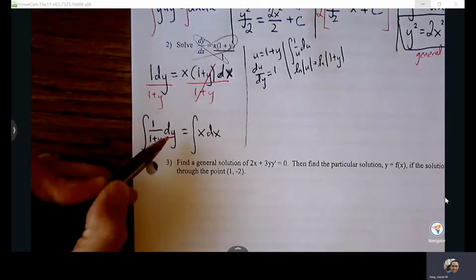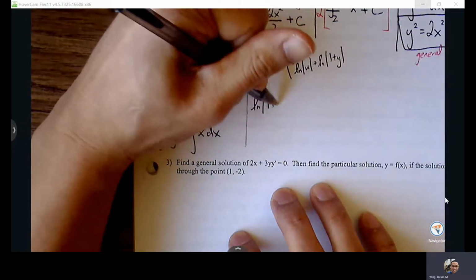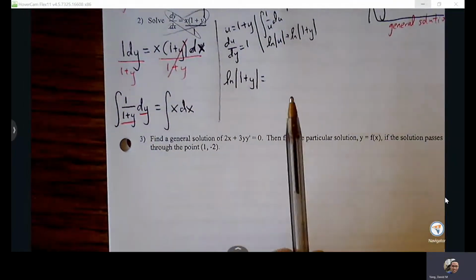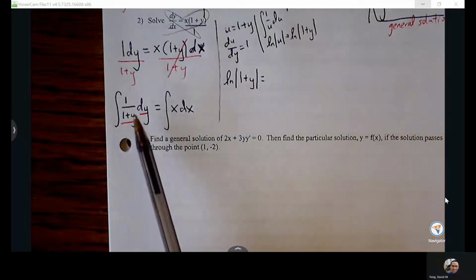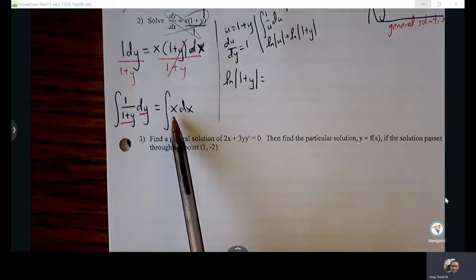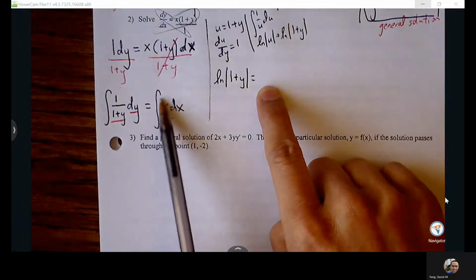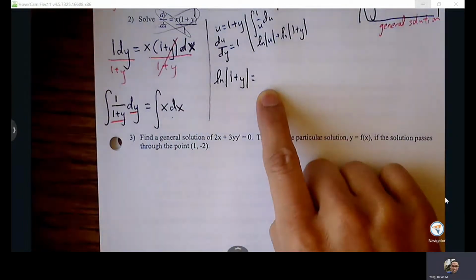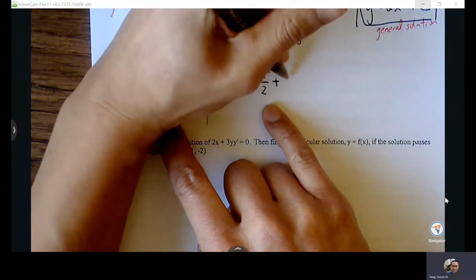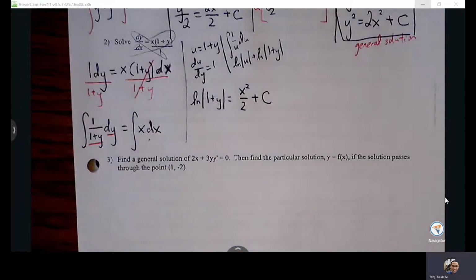Okay, so we know the result of this, just 1 over u, which is natural log. So we have natural log absolute value of 1 plus y. The plus c will get transferred over to the right side. We'll wait for that to happen. Any questions for the left side? Okay, the right side, what's the integral of x dx? What does x become? Yeah, power rule, right? So x squared over 2. Now we can have the plus c show up. Okay, any questions up to this point?